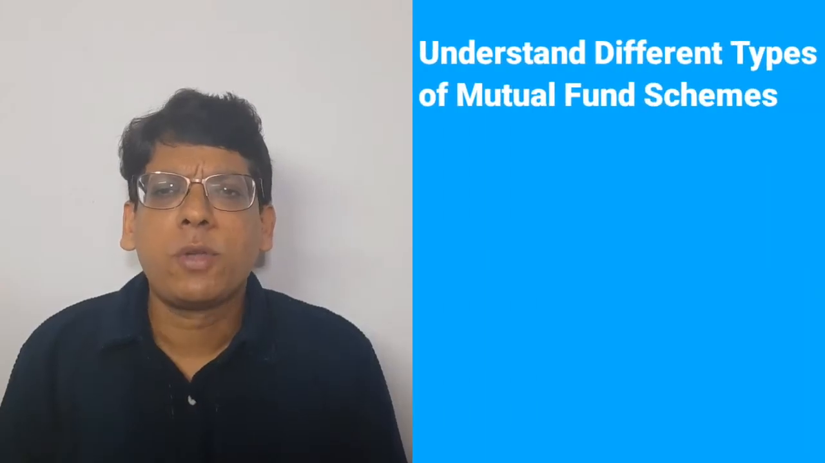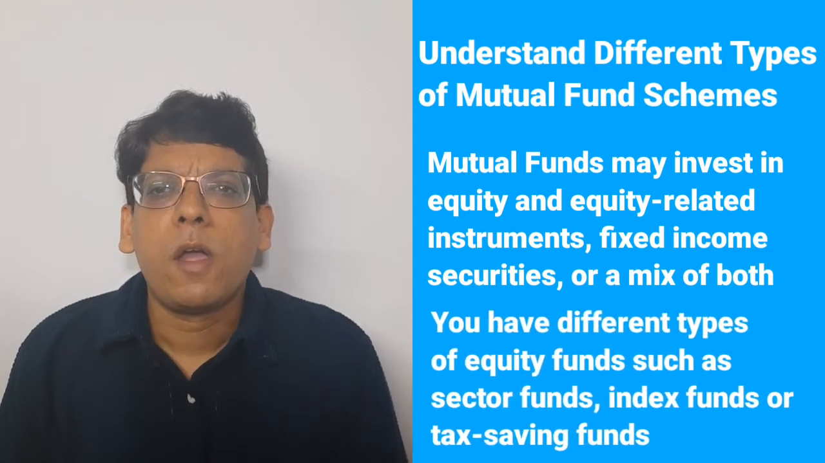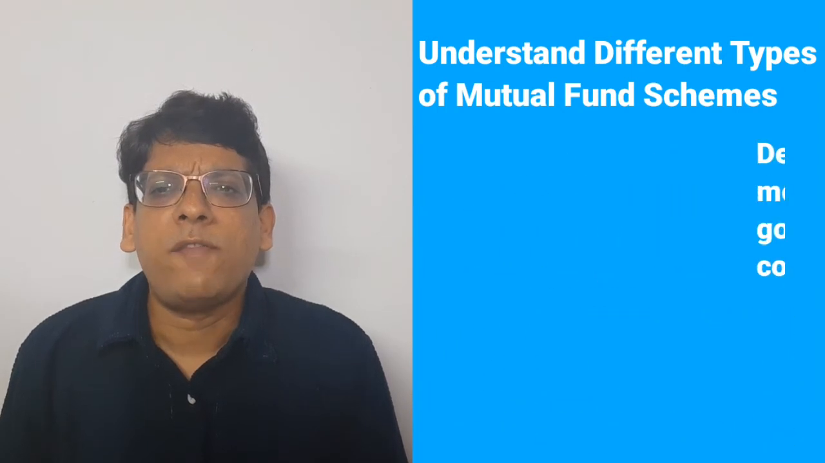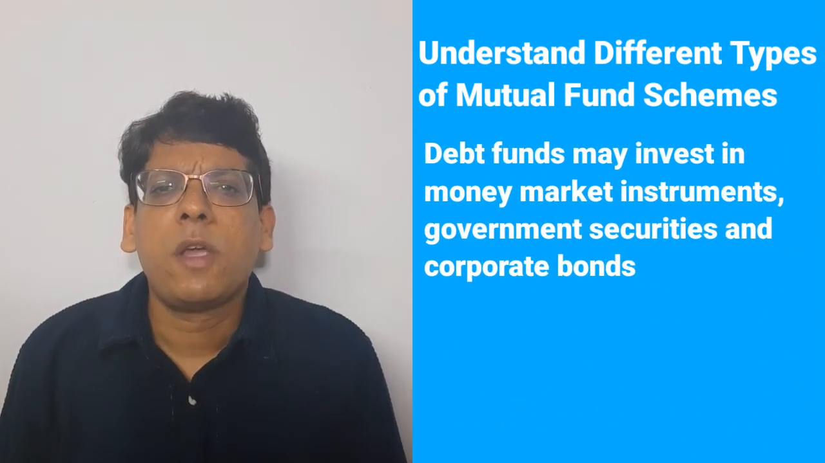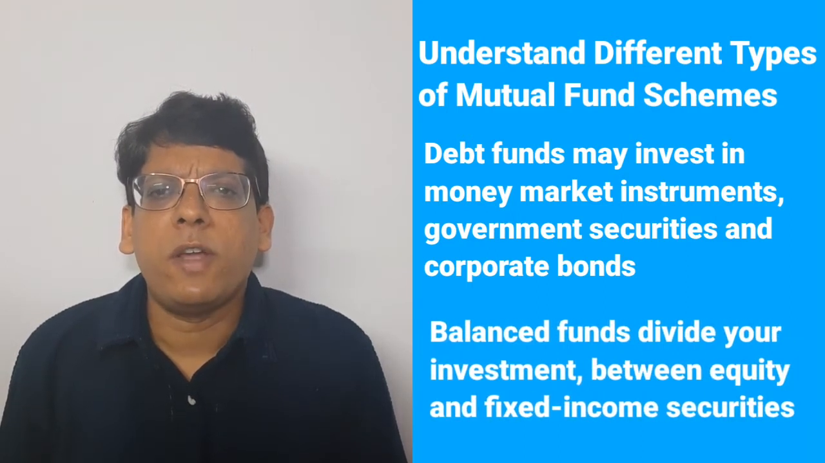Understand different types of mutual fund schemes. Mutual funds may invest in equity and equity-related instruments, fixed income securities, or a mix of both. You may find several types of equity mutual funds, such as sector funds, index funds, or tax-saving funds. Debt funds may invest in money market instruments, government securities, and corporate bonds. Balance funds divide your investment between equity and fixed income securities.